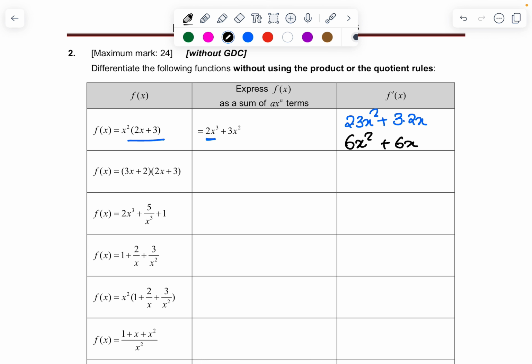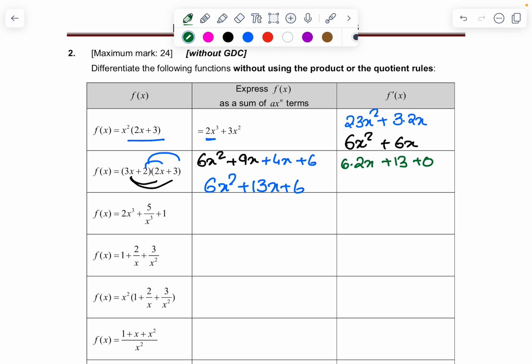So expand this one. 2 times 3x is 6x square. 3x times 3 is nothing but what? 9x. And 2 times 2x is 4x. And 2 times 3 is going to be 6. So what is it going to be? 6x square plus 13x plus 6. Now its derivative is going to be nothing but what? 6 times 2x plus 13 plus 0. So my final answer is 12x plus 13. That's the final answer. This is the answer and this is the answer. So let me circle out the answer over there.